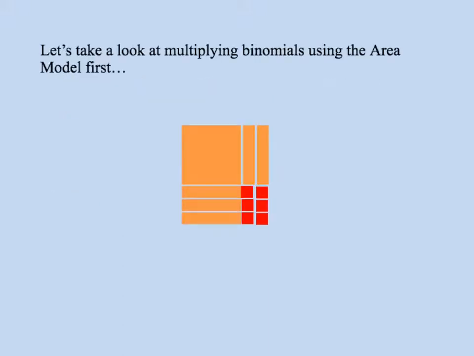Let's take a look at multiplying binomials using the area model first. We're going to do things a little differently in this example. In case you haven't noticed, I haven't given us a t-shape and we have no factors in this example. We're going to do things in reverse. I've given you an area, a rectangle, so I've given you the product. I want you to tell me which factors would have multiplied to give us this area. So we're going to determine which binomials would have multiplied to give us this product.